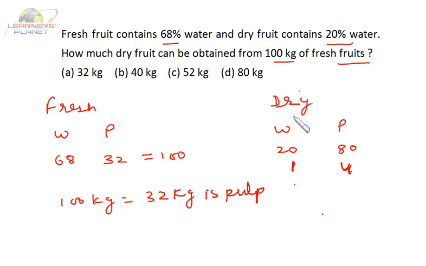Now we have to get dry fruits out of these fresh fruits. That means we are having 32 kilogram pulp with us. Since we are having 100 kilogram of fresh fruits, that means we are having 32 kilogram pulp, and in dry fruits 4 part of pulp is required. That means 4 part is 32. Okay. So if 4 part is 32, 1 part will be 8. That means the total quantity of dry fruits will be 32 plus 8, that is 40.